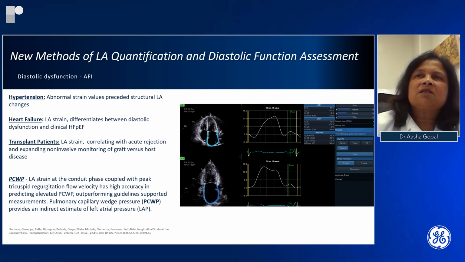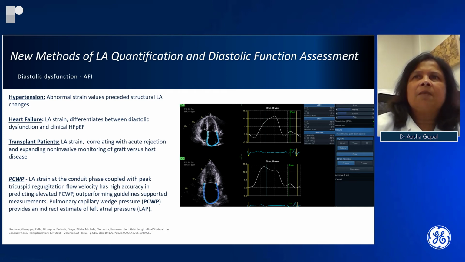Now, some clinical scenarios where left atrial strain may be helpful. In hypertension, abnormal left atrial strain values preceded structural left atrial changes. In heart failure, left atrial strain differs in patients with diastolic dysfunction and those with clinical heart failure with preserved ejection fraction. So here you see an example of a heart transplant patient, in which left atrial strain may correlate with acute rejection.